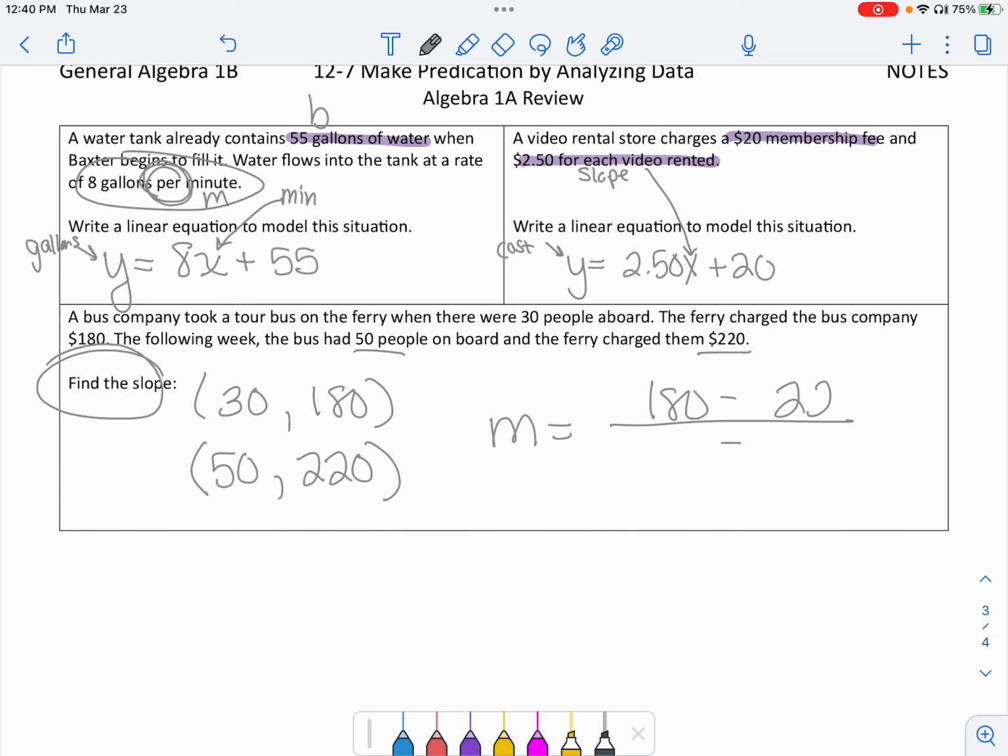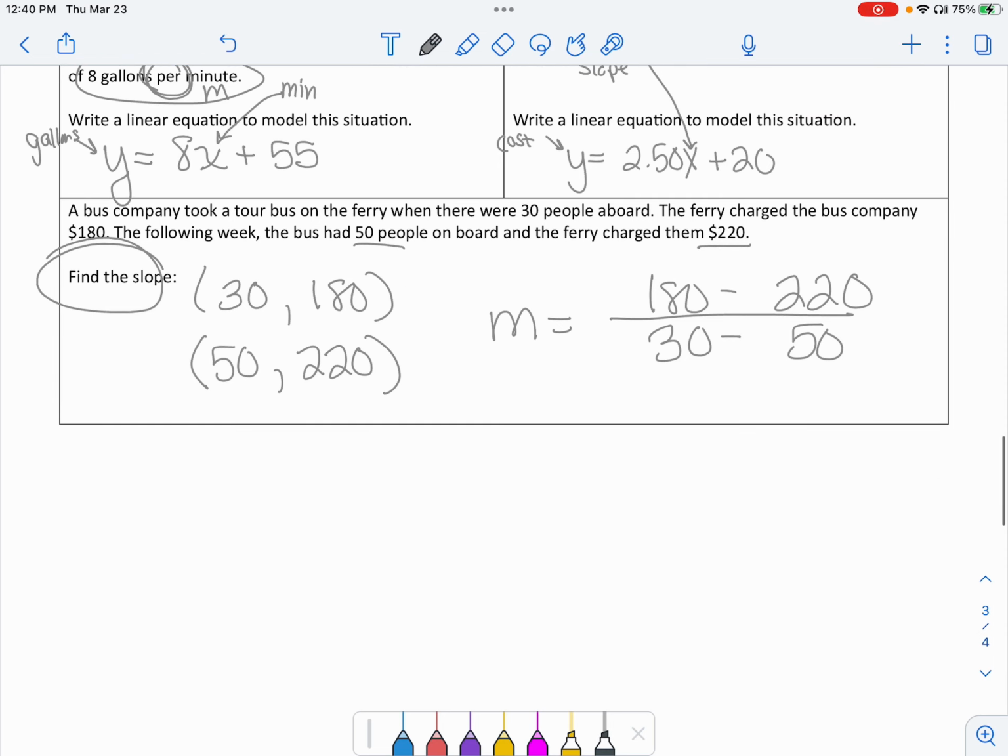180 minus 220, and that would be 30 minus 50. Now, if you so choose to do 220 minus 180 and 50 minus 30, that's fine, but you have to either do top minus bottom or bottom minus top and stay consistent. 180 minus 220 is negative 40. 30 minus 50 is negative 20. If you math enter that, you get a positive 2. Okay, so your slope is positive $2.